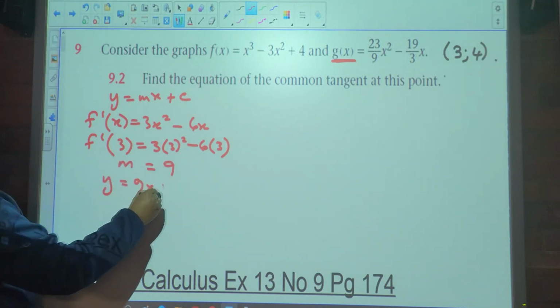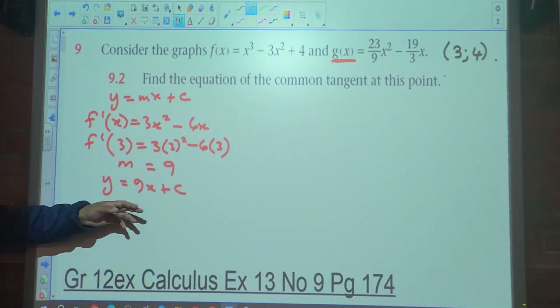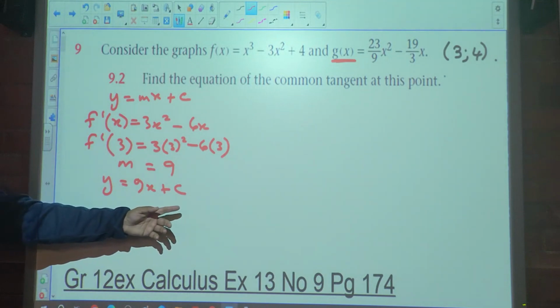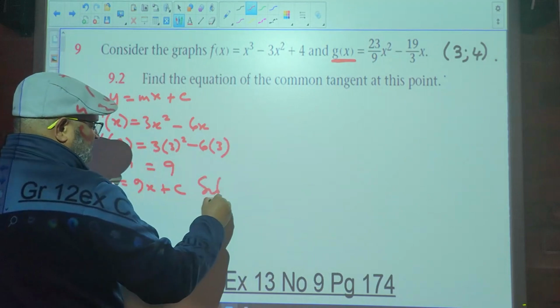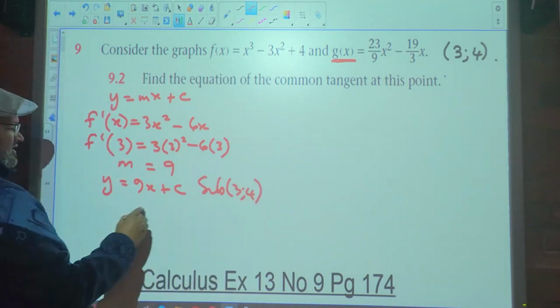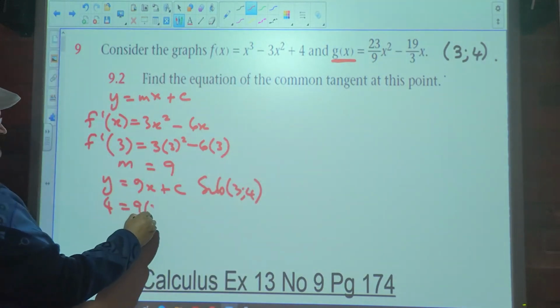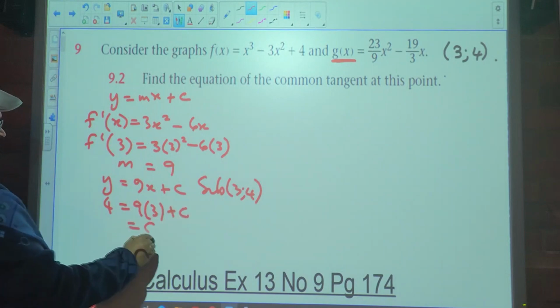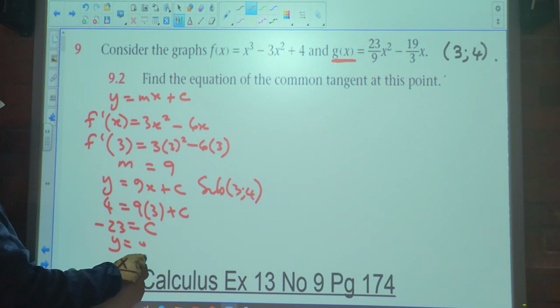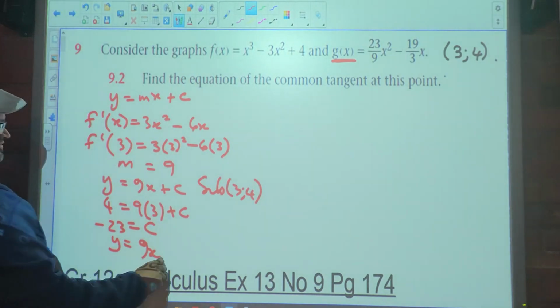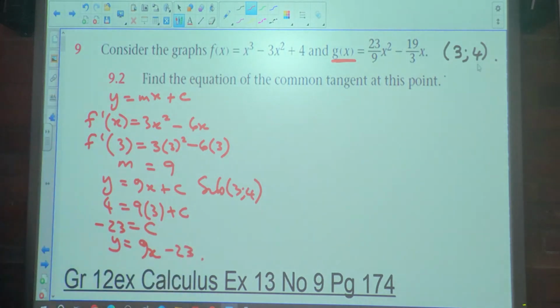y is equal to 9x plus c. To calculate c, we must substitute the point that the tangent is going through, in this case 3 and 4. So that's going to give you 4 is equal to 9 times 3 plus c. So 4 minus 27 is negative 23. So the equation is y is equal to 9x minus 23.